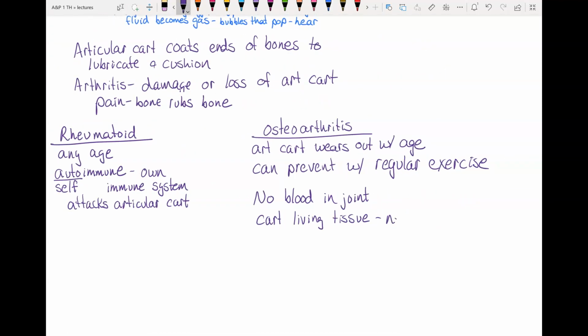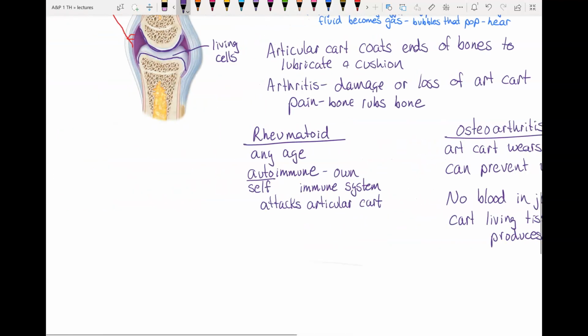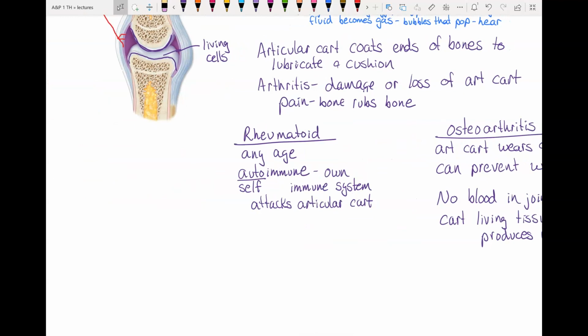So as a living tissue, it needs oxygen and nutrients, and it produces waste. Normally, blood takes care of this. Blood is what gives oxygen and nutrients to your tissues and removes their waste. But there's no blood going to that articular cartilage. So you use synovial fluid as the middleman. Remember, this cavity is filled with synovial fluid.